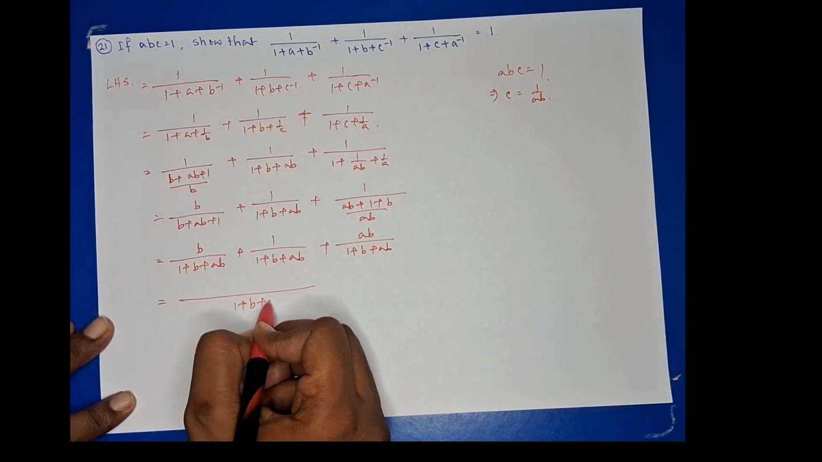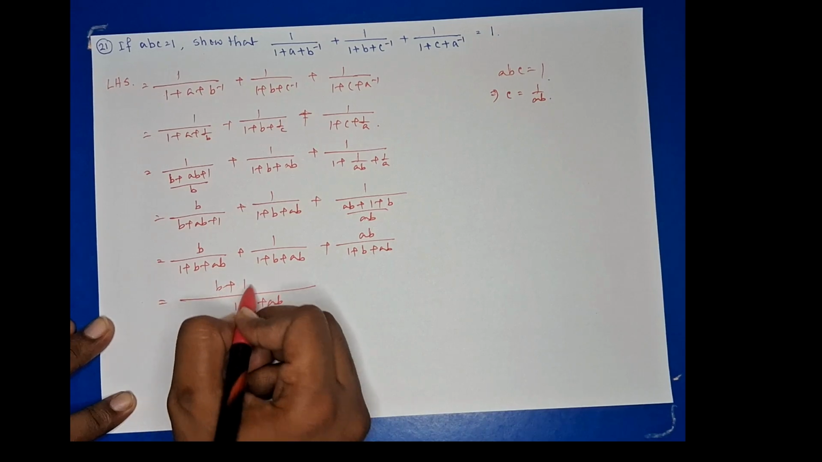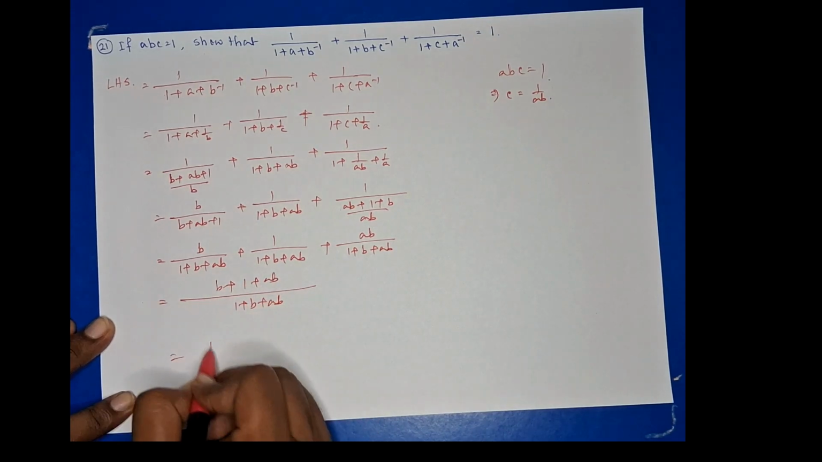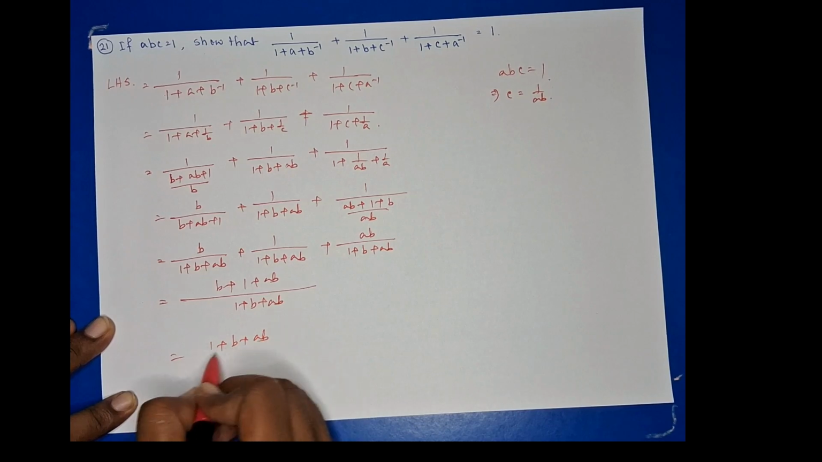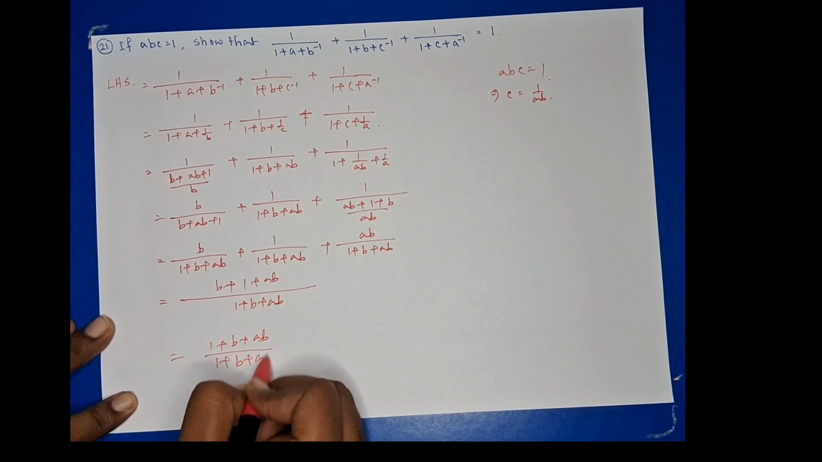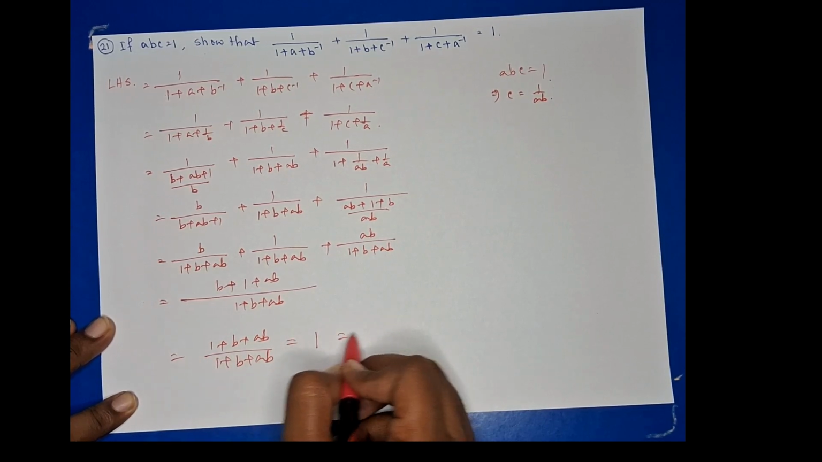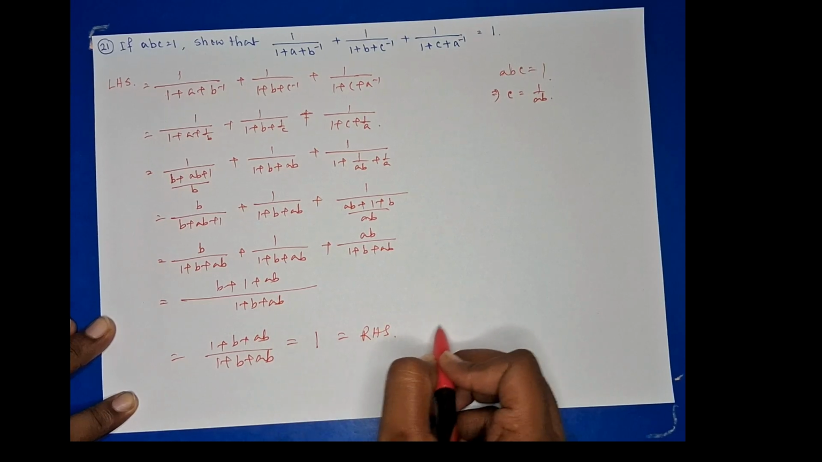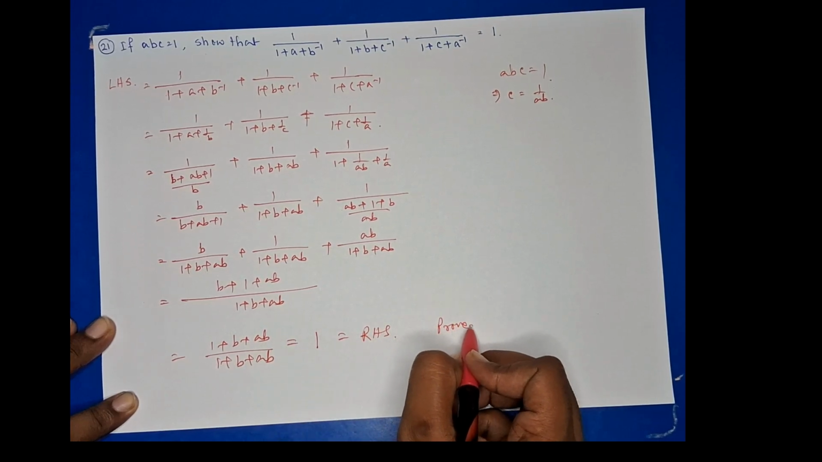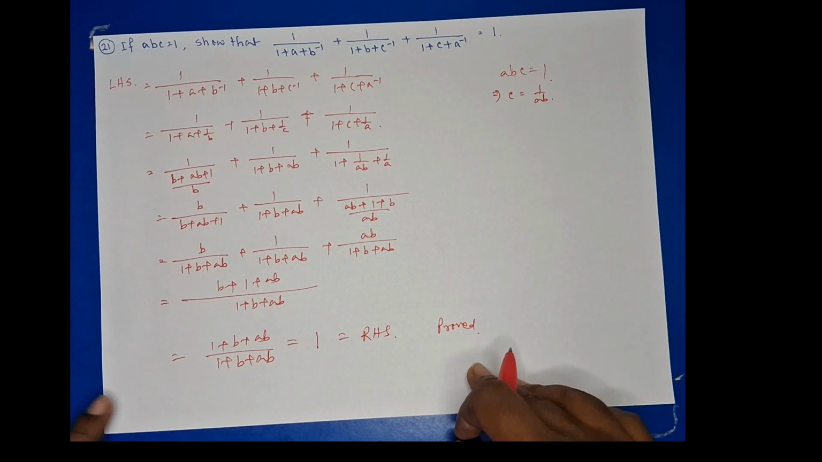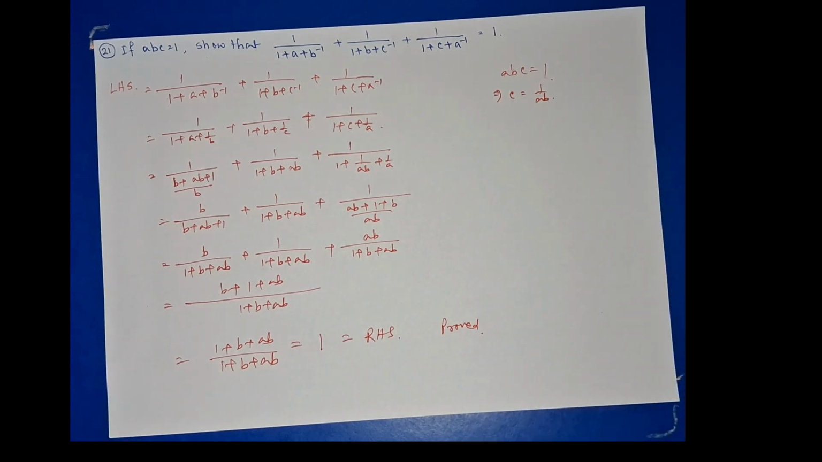1 plus b plus ab, b plus 1 plus ab. 1 plus b plus ab is equal to what? It is equal to RHS, and it's proved. There is nothing in this problem. Very easy problem, but it looks difficult. If you know the way how to solve it, if you think, then you can solve it.